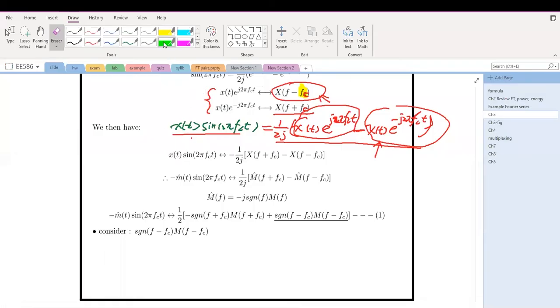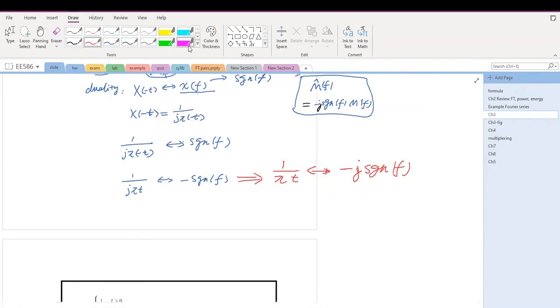Now we replace x(t) with minus m hat(t). So the minus disappeared here. Big X becomes big M hat. And what is M hat? That equals minus j sine f multiplied by M(f). And this comes from here, the derivation. This is what was derived here.